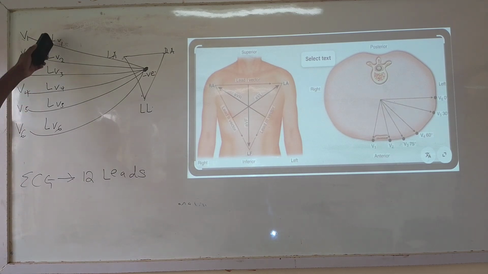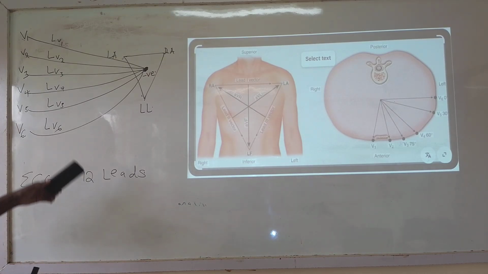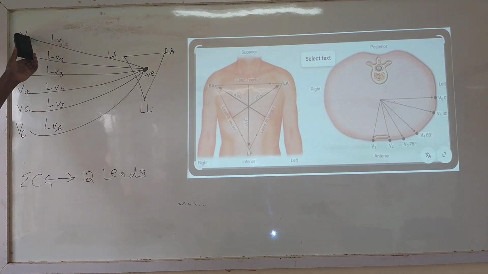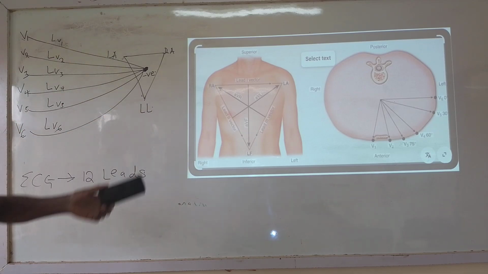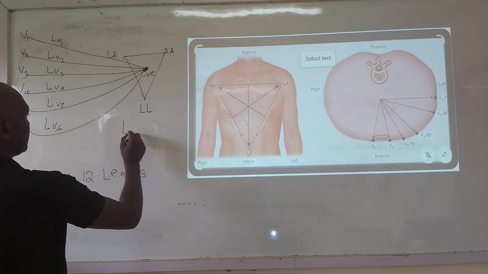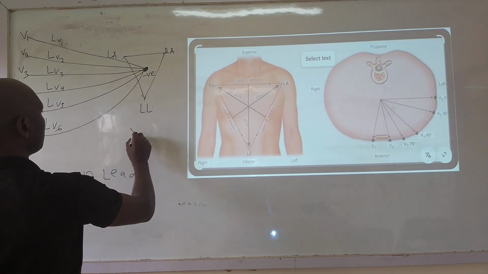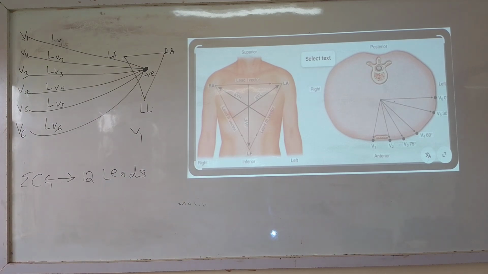And remember, each lead also checks different angles of the heart. So when you are interpreting an ECG, you must have an idea of this. You must know, if I'm looking at this lead here, which is labeled V1, that graph, it means you can have an abnormality here but not here.